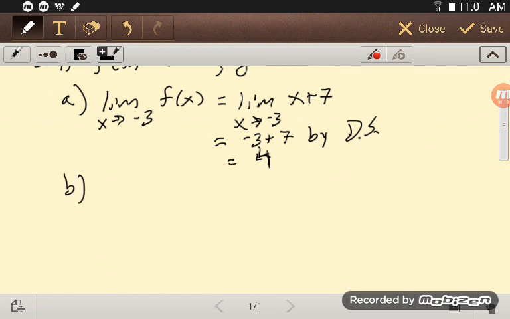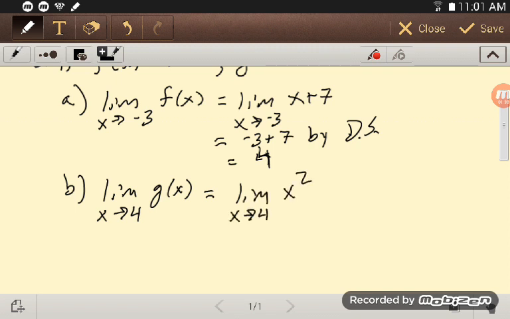Okay, B, the limit of g of x as x goes to 4. Well, that's the limit as x goes to 4 of x squared, which is 4 squared by direct substitution, and then that's 16.